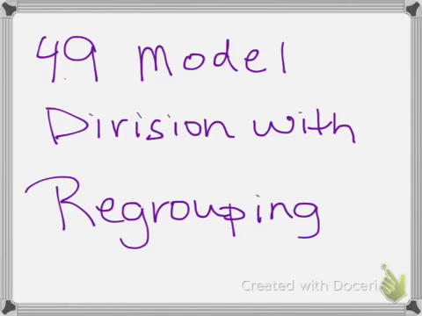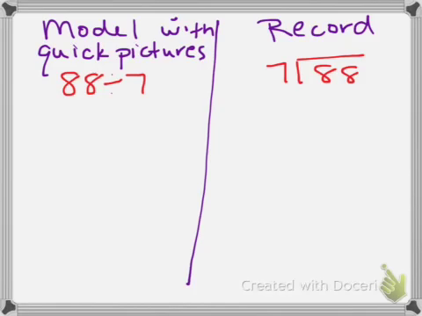Hello, this is Mrs. Russo, and I'm going to talk to you about Chapter 4, Lesson 9, Modeling Division with Regrouping. So today is kind of the first step. We're going to go into modeling division and how that fits into traditional long division. What they're going to have to do is model with quick pictures and then record it. Well, the record part is the traditional division. So we're going to try to connect what those numbers mean and why in the future lessons.